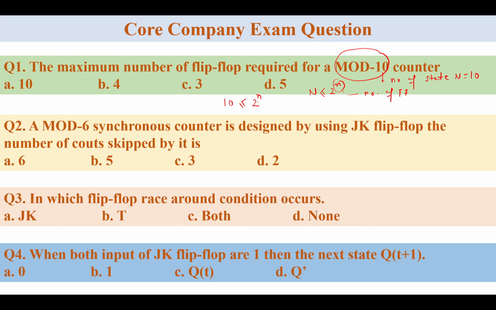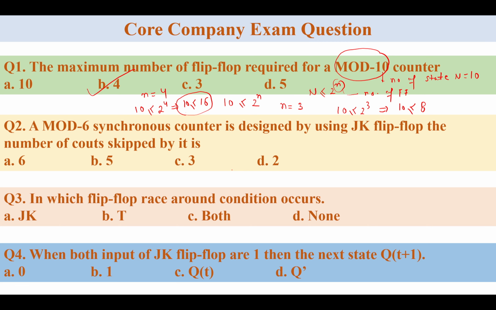What is the minimum value of n to satisfy this condition? If you take n as 3, then 10 less than or equal to 2 to the power 3, that means 10 less than or equal to 8. That is wrong. If you take n as 4, 10 less than or equal to 2 to the power 4, that means 10 less than or equal to 16. This condition is true. So the number of flip-flops is 4. This question is complete.